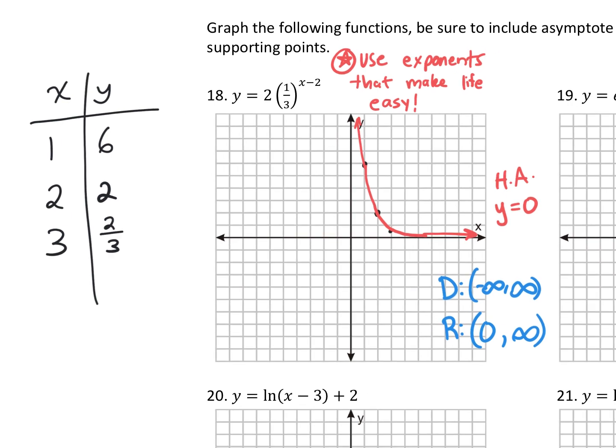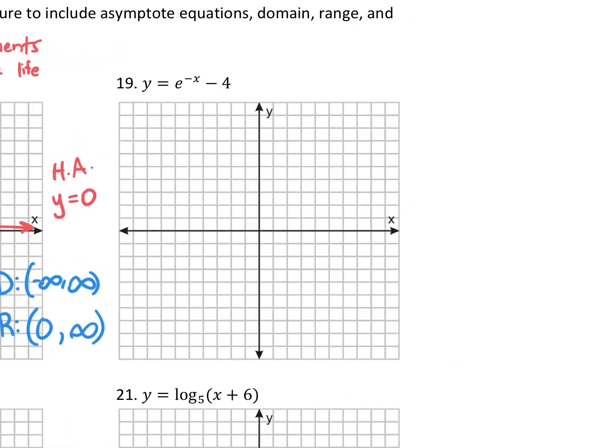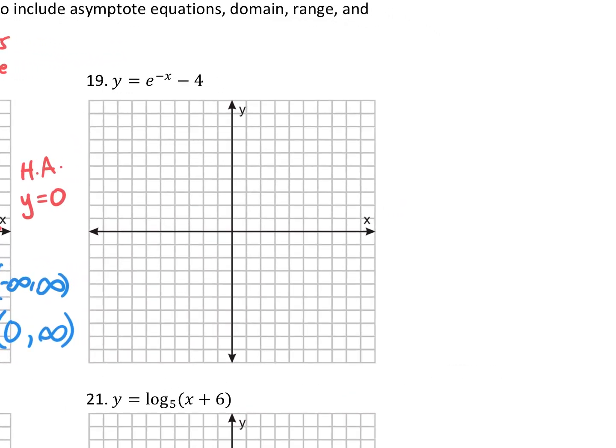So we're going to keep this going here. I'm going to move over to number 19. And on this problem, we have e to the negative x, minus 4. So again, I'm going to start from a table, and again, I'm going to plug in values that make my life a little bit easier, numbers that are nice and easy to plug in. 0 will be a good one. In this case, negative 1 will be a positive one to use. And let's just use regular old 1.